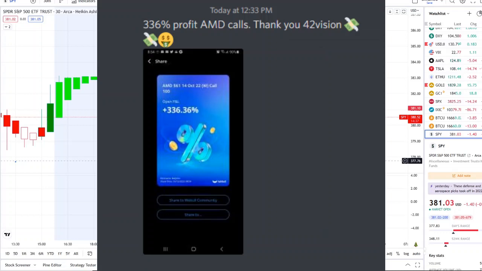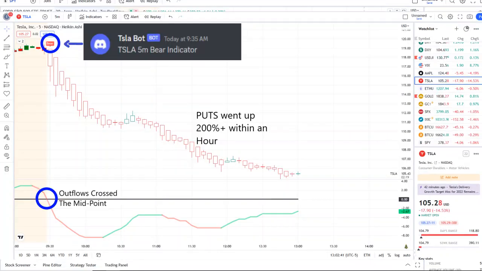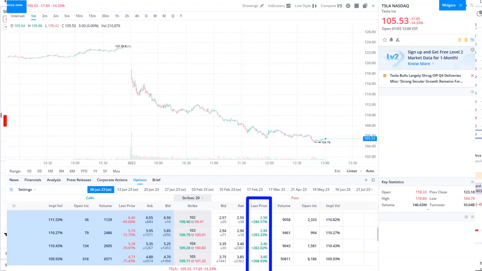So the home run of the day was from our Tesla bot. Our Tesla bot sent out a bear indicator from 9:35 a.m. and from that moment forward, outflows crossed the midpoint to the downside. Pure weakness there on 42 vision, and put options went up 200% plus within an hour, guys. And as you see they're popping up on the screen within the options chain, some options even went higher than that.